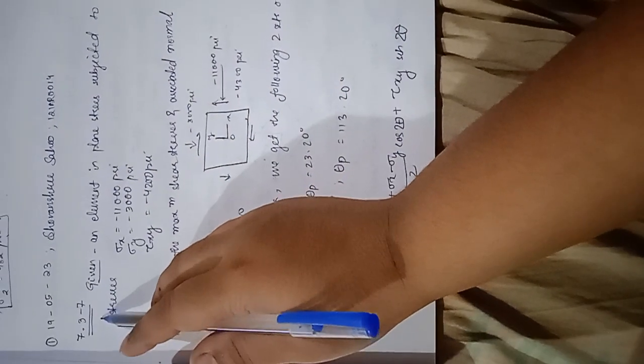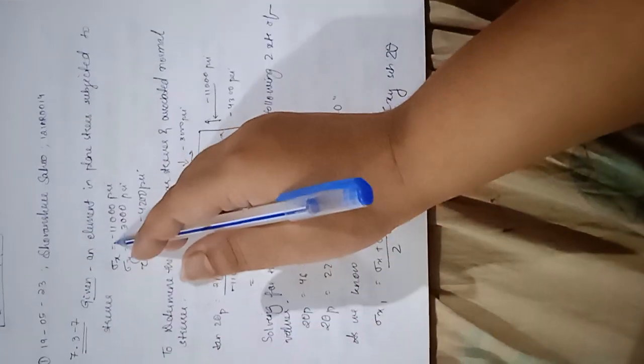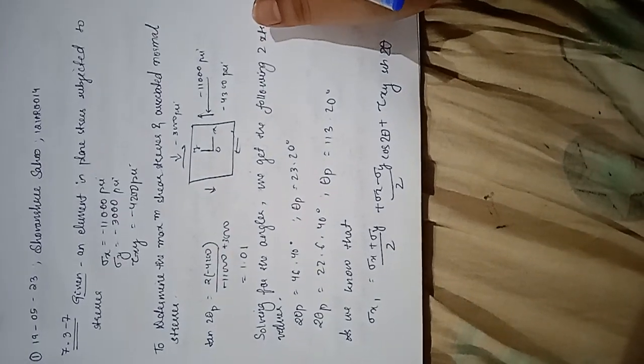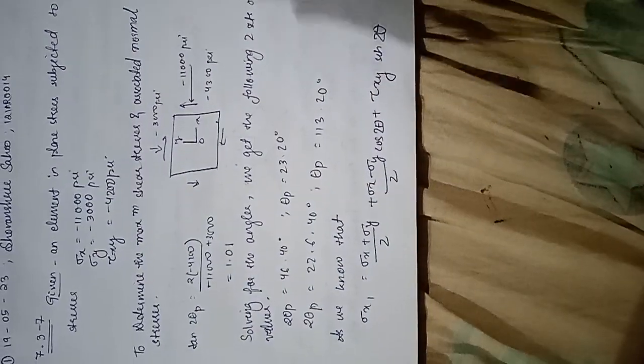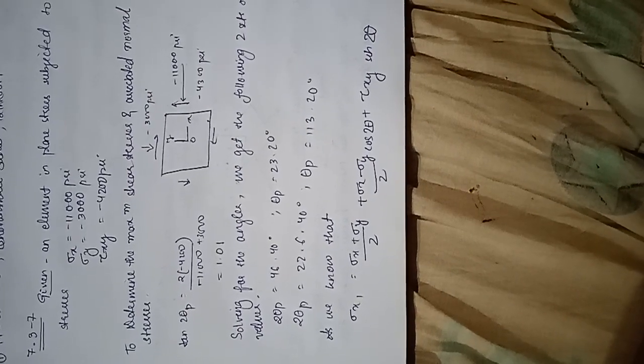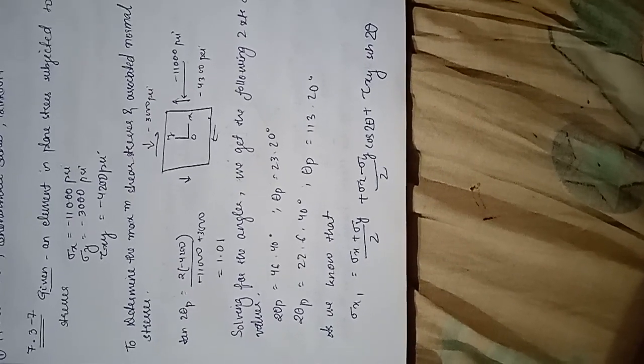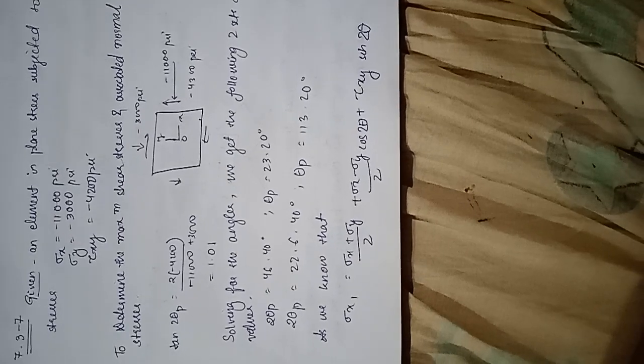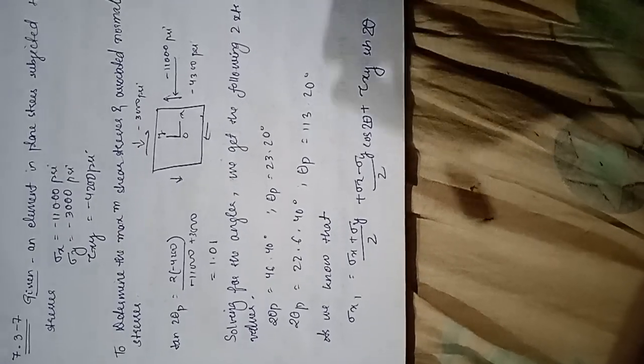Today's problem 7.37. Given an element in plane stress subjected to stresses sigma x is minus 11,000 psi, sigma y is minus 3,000 psi, and tau xy is minus 4,200 psi. We have to determine the maximum shear stress and the associated normal stress. So now we have to first find theta.